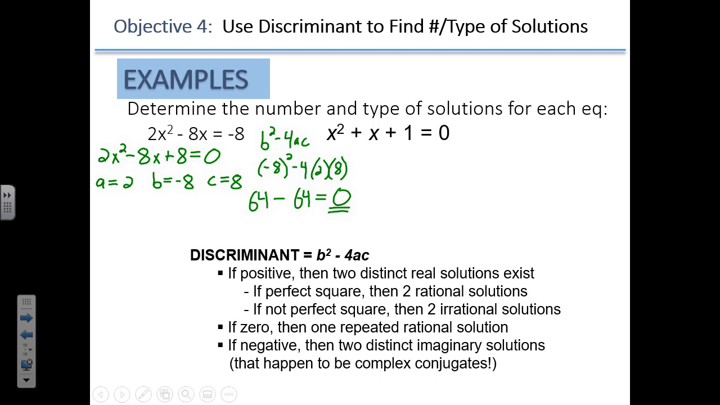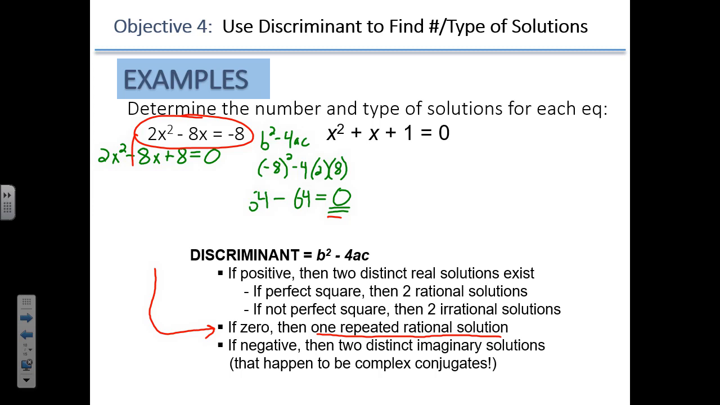So what does that mean about this equation? Since the discriminant is 0, that is the case right there. There would only be one repeated rational solution to this equation. But you know what? We can verify that. Take a look at this.